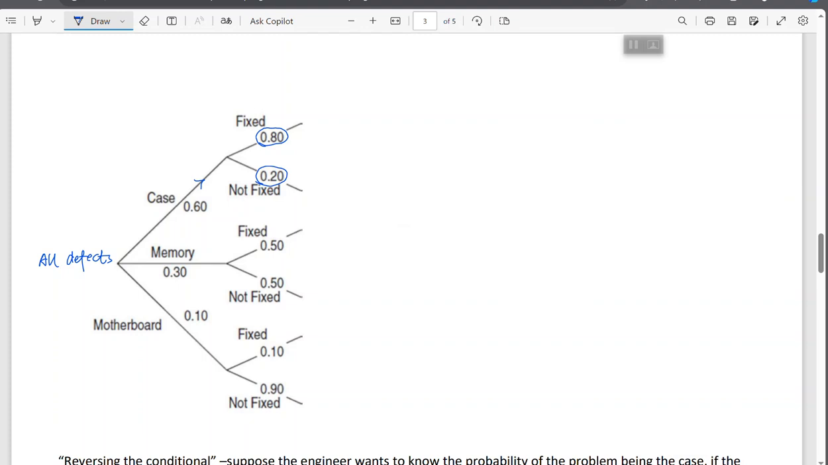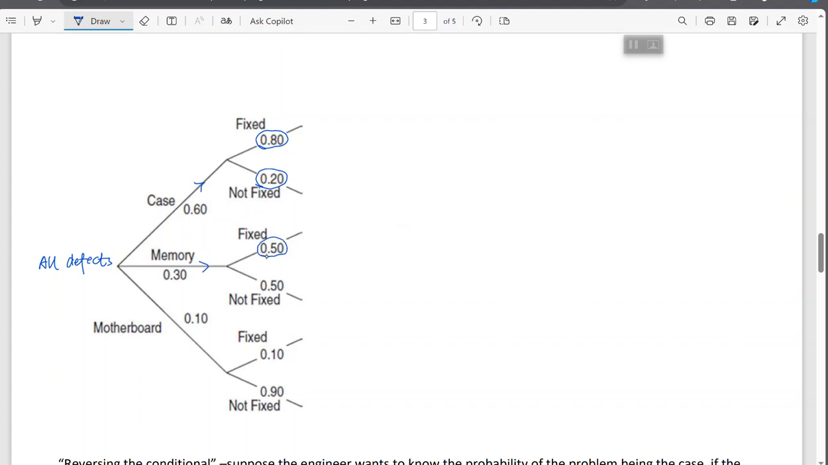All right, and another one is we say if this defect is a memory defect, then we say 50-50 chance, 50% chance this defect can be fixed. The other 50% cannot be fixed. Similar idea, if this defect is a motherboard defect, then it is hard to get fixed. So only 10% of them can be fixed, but 90% of them cannot be fixed. So that will be further information we got from the previous record.